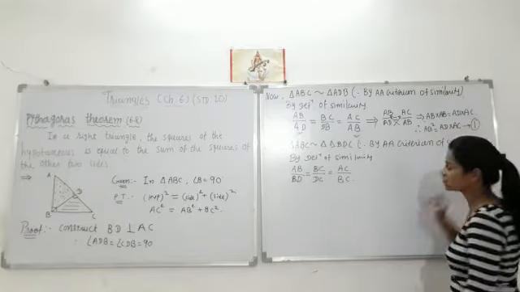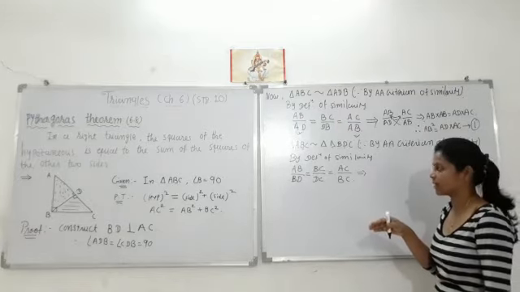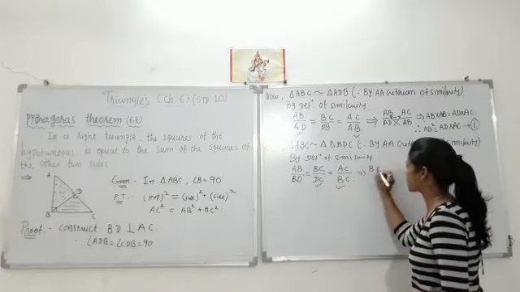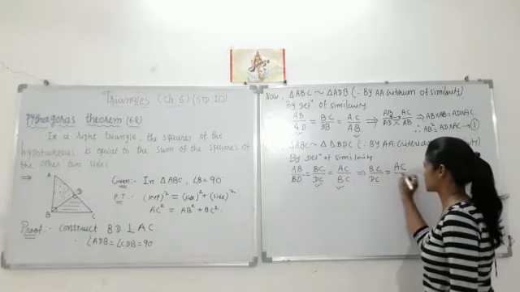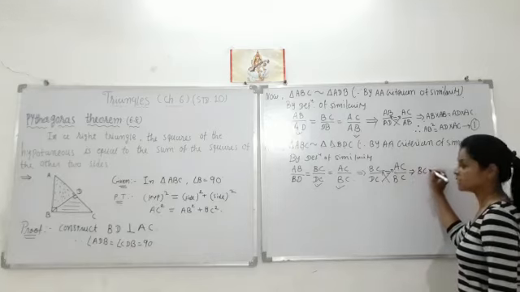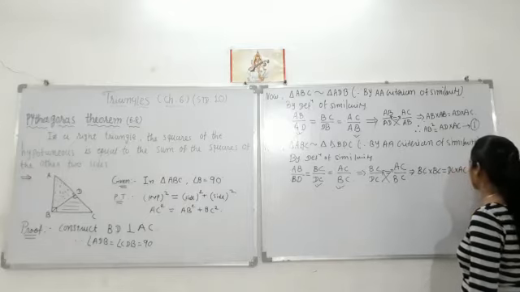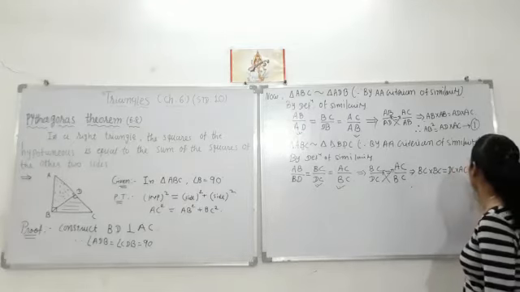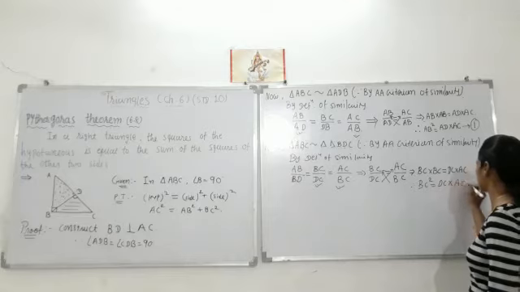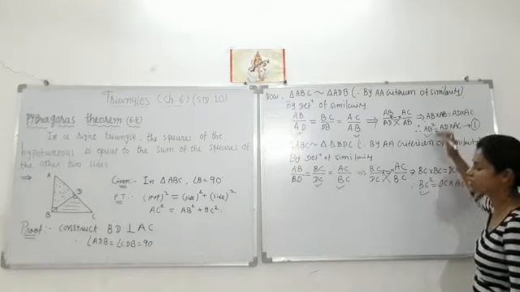Give it the name 1. Same way, we consider this and this, so BC upon DC is equal to AC upon BC. Now take cross multiplication. So we get BC into BC is equal to DC into AC, therefore BC square is equal to DC into AC. This is your 2. Now we require in our proof the sum of these two squares.